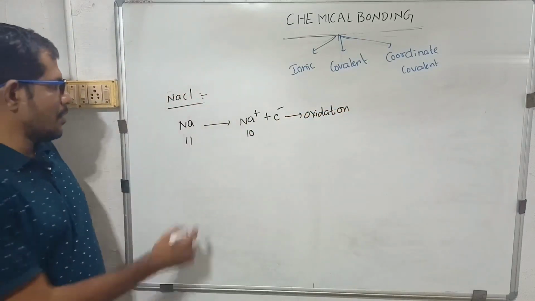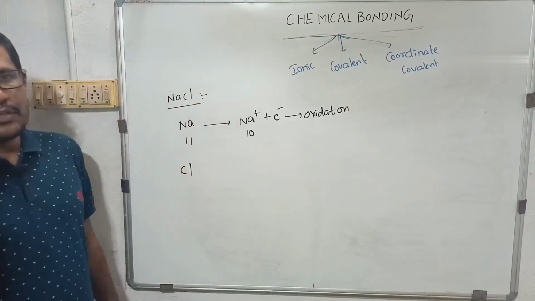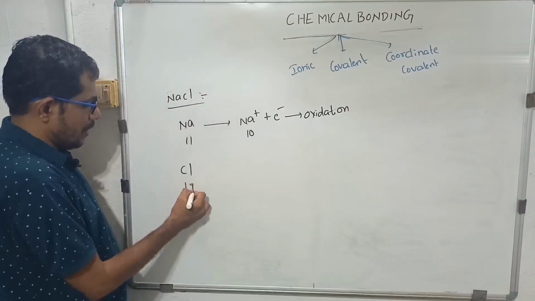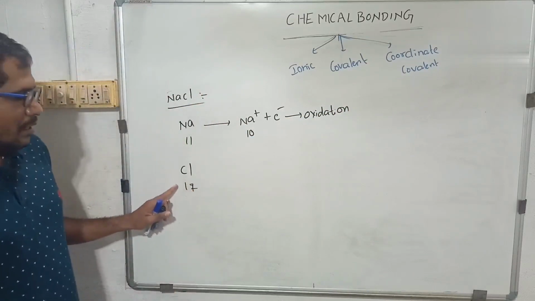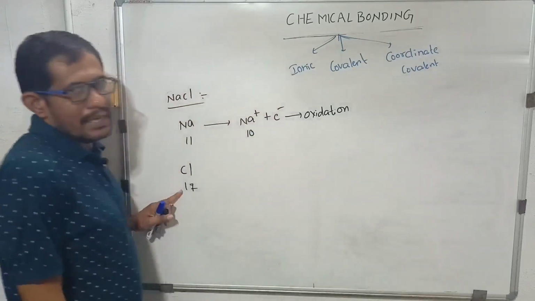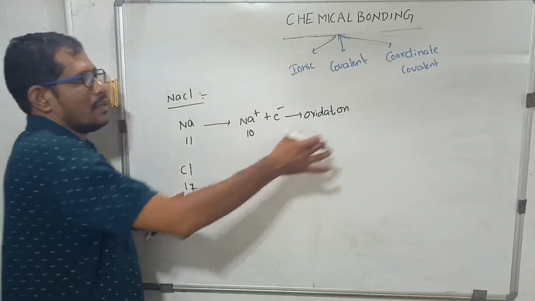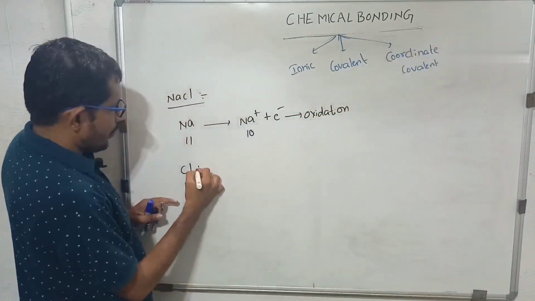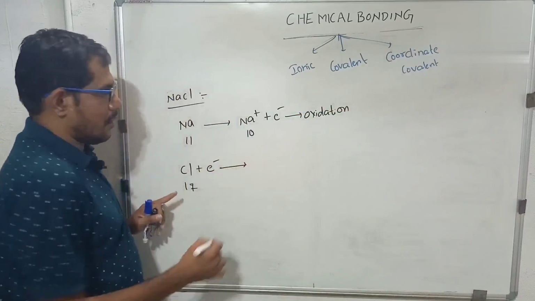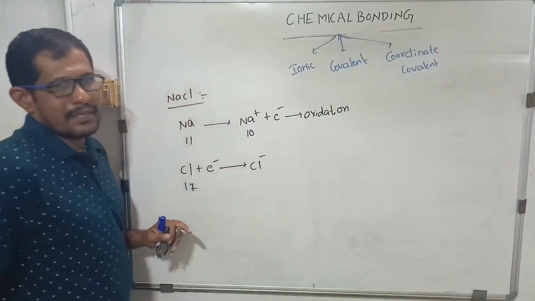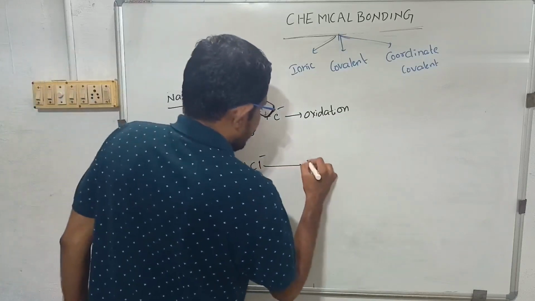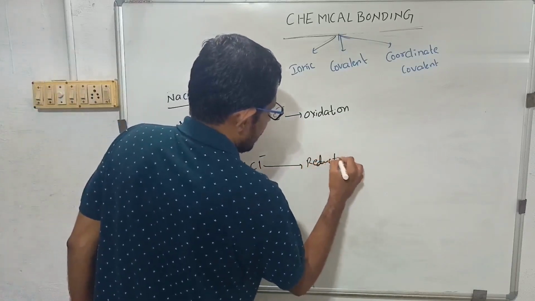Next, coming to chlorine, the atomic number is 17. What is the nearest stable electronic configuration? 18. So chlorine will accept one electron and it will become Cl minus. Gaining of an electron is called reduction.